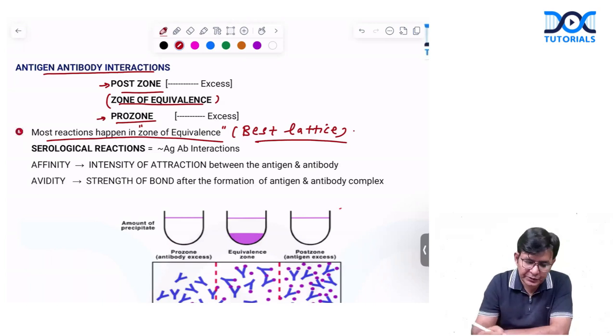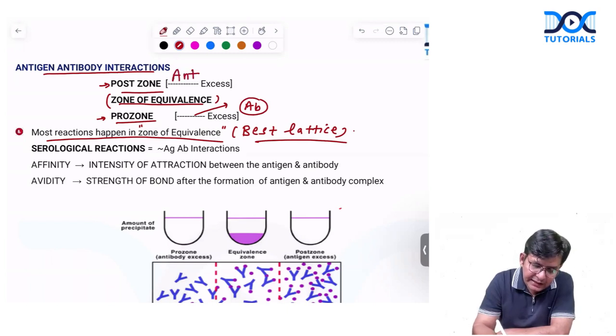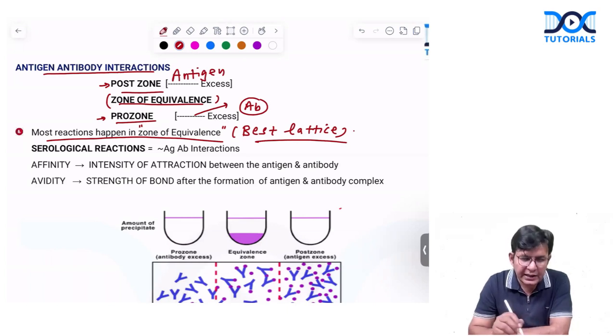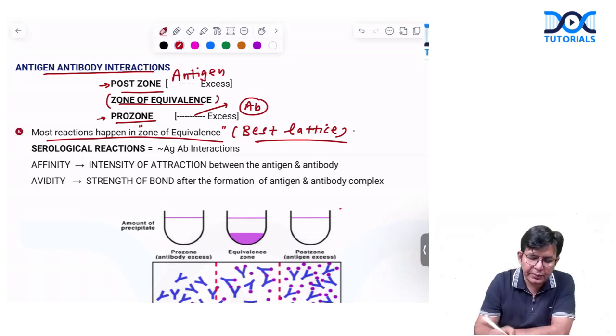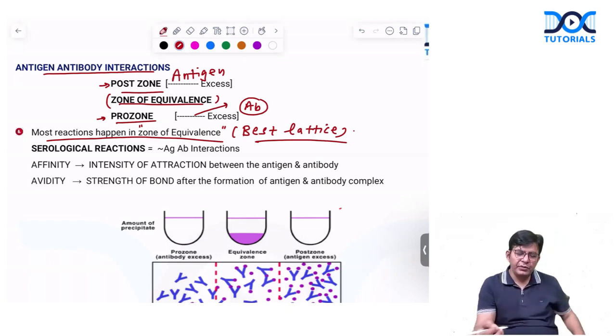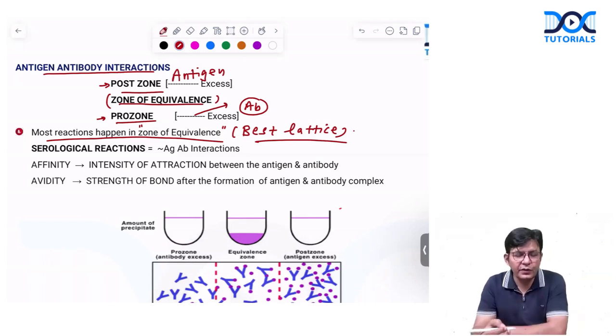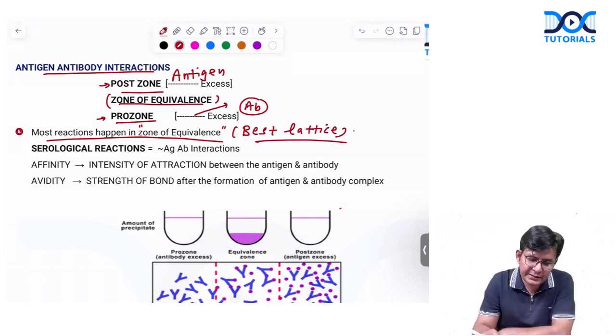Prozone, this also is a viva question. What is prozone? Prozone is antibody excess and post zone is antigen excess. Okay, what is post zone? Antigen excess. So there are certain diseases in which the prozone phenomenon happens. Okay, there are some diseases in which the prozone phenomenon happens. And what is the prozone phenomenon? The antibody excess, meaning in this disease more antibodies are produced. And there is one phenomenon termed as post zone, in which the antigens are produced more.